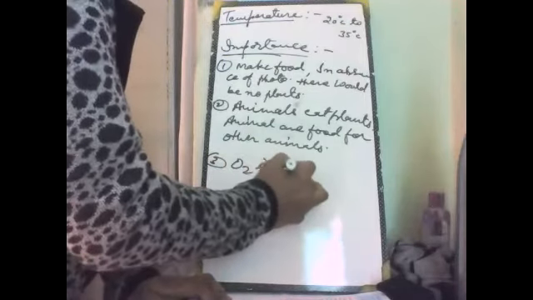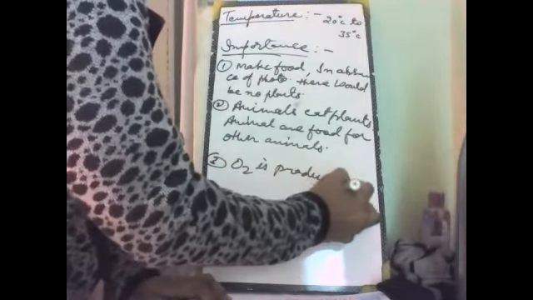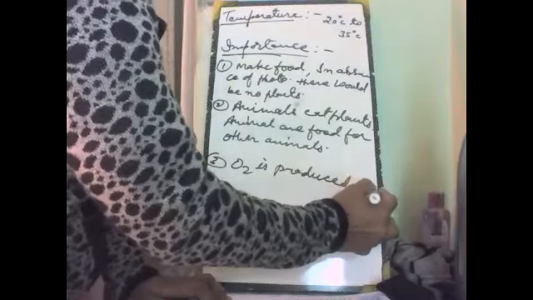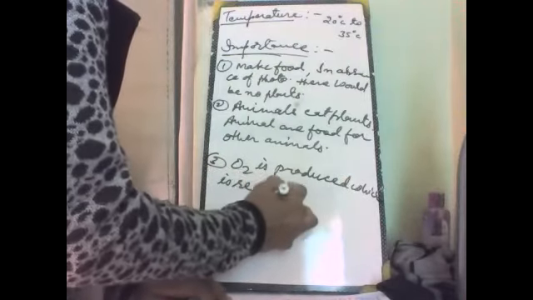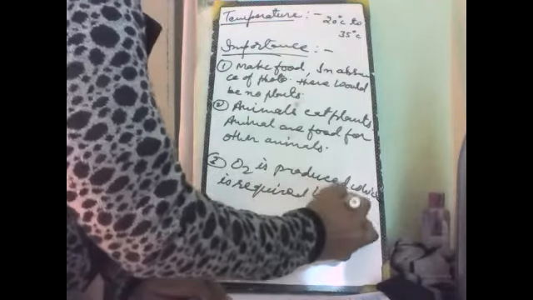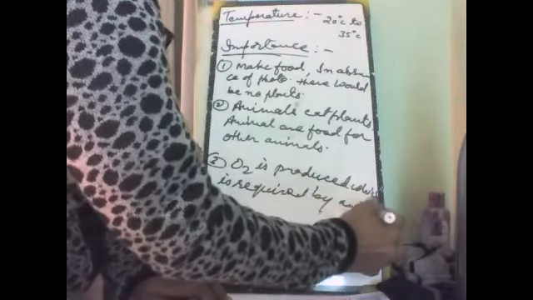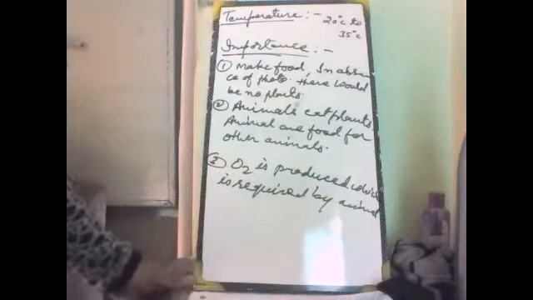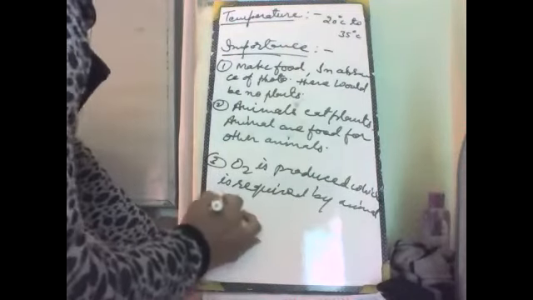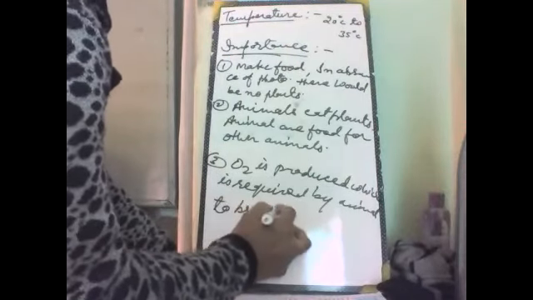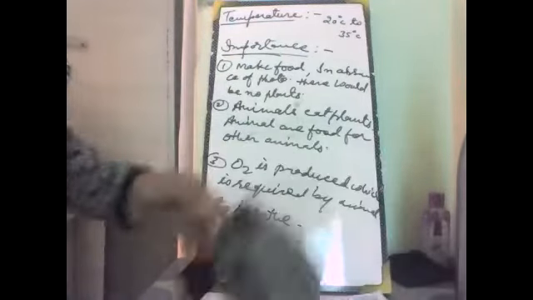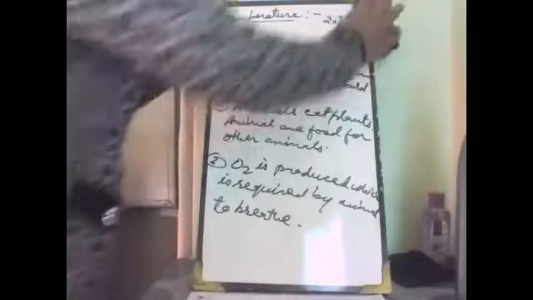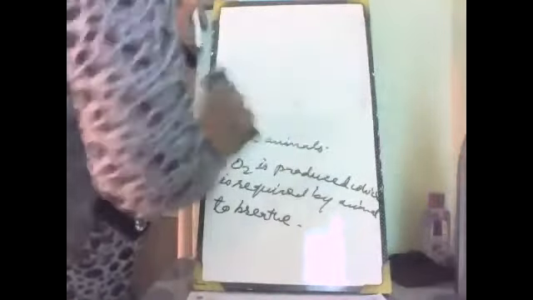Oxygen is produced during photosynthesis, which is required by animals and other living organisms to breathe. The oxygen is needed by the animals for their respiration and breathing.